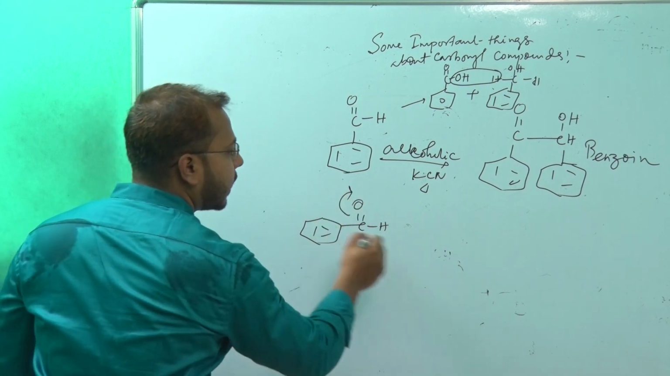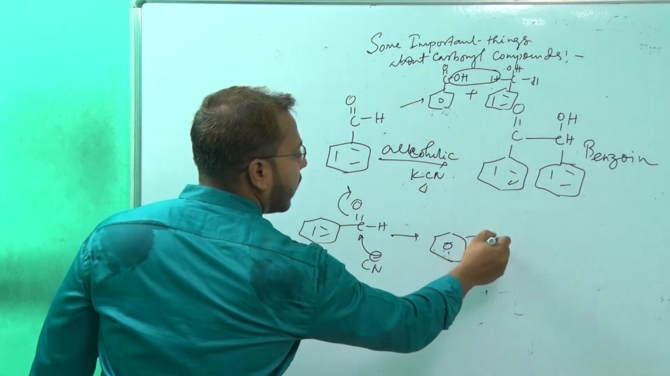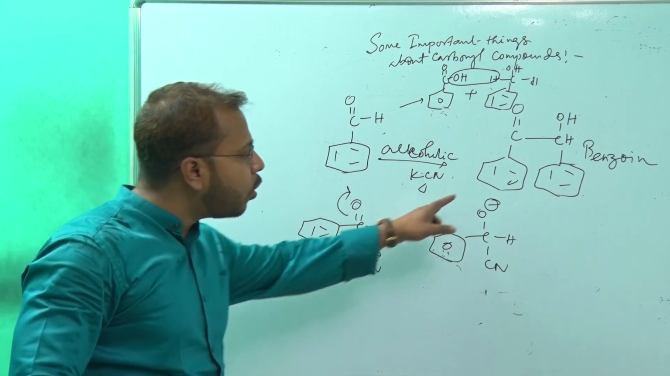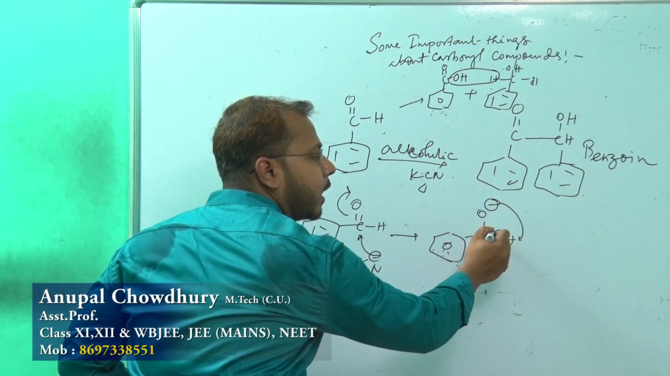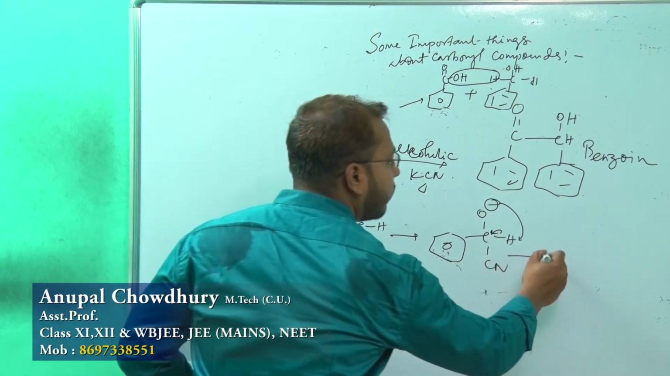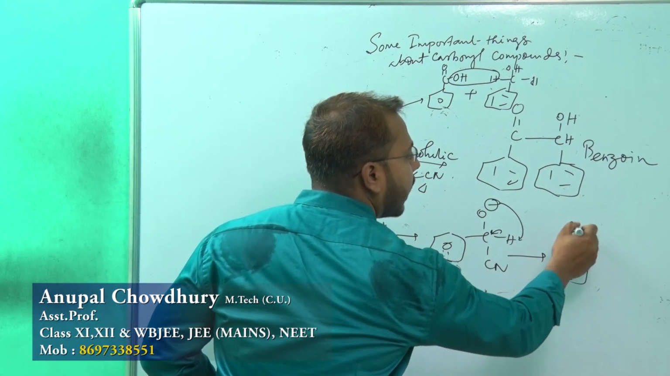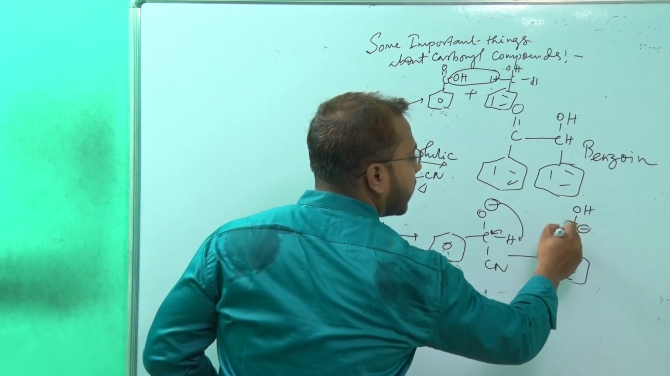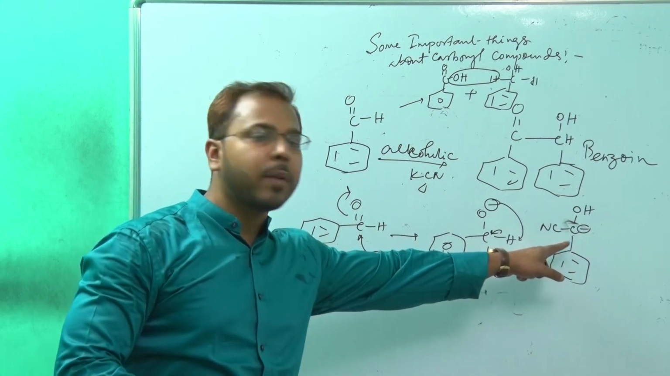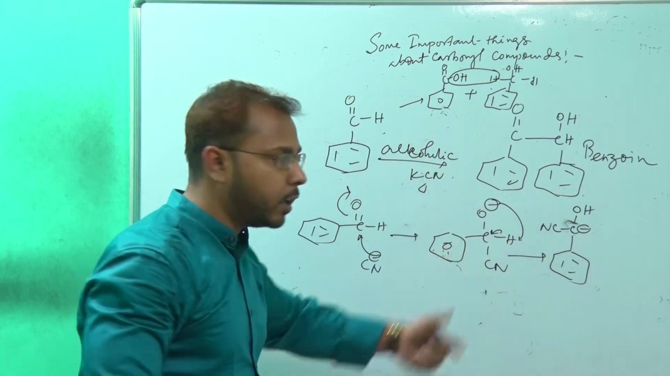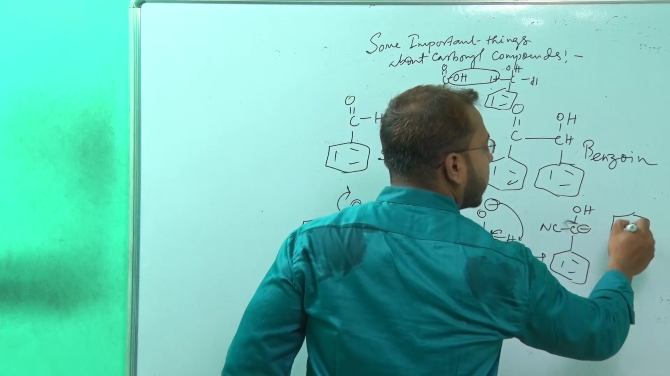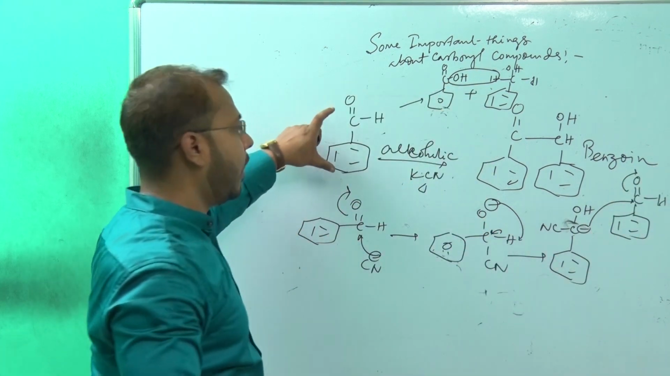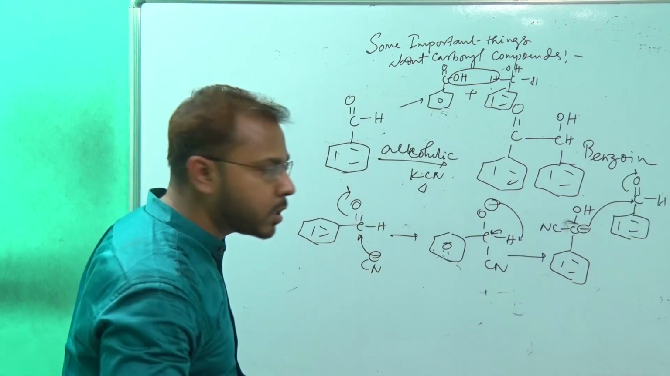So nucleophilic attack takes place and here the molecule becomes like this. Then this O- will take hydrogen from this part and it will form a nucleophile like this, OH, C- and CN, and this C- now becomes a nucleophile. So it will attack another molecule of benzaldehyde, because not only one molecule, many molecules are there.